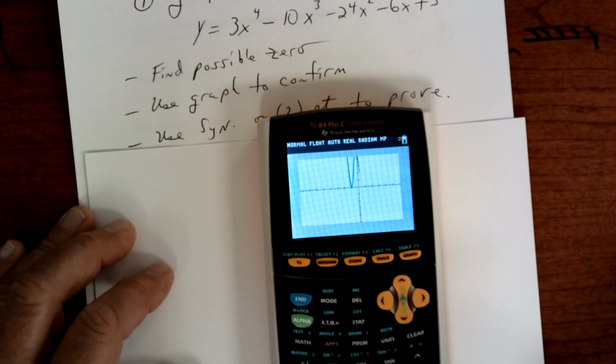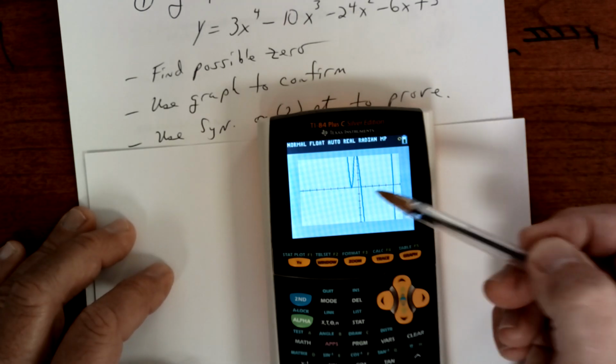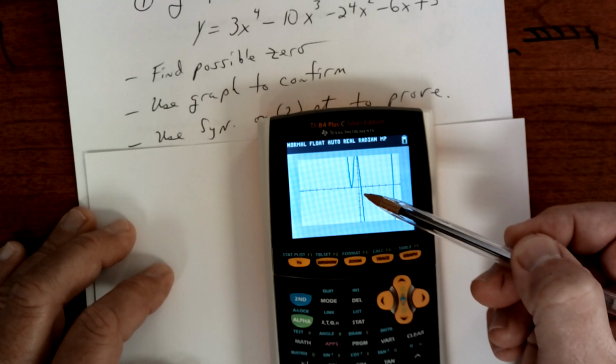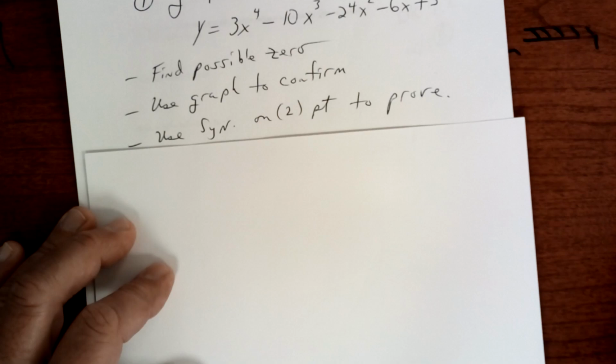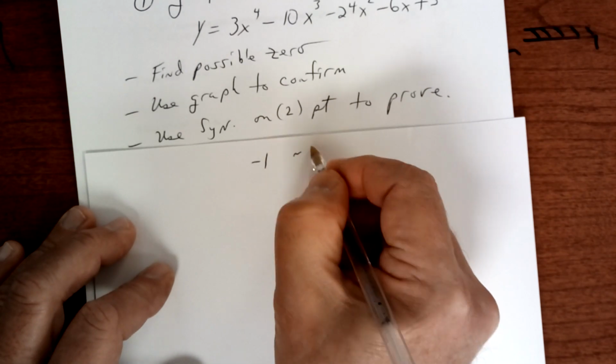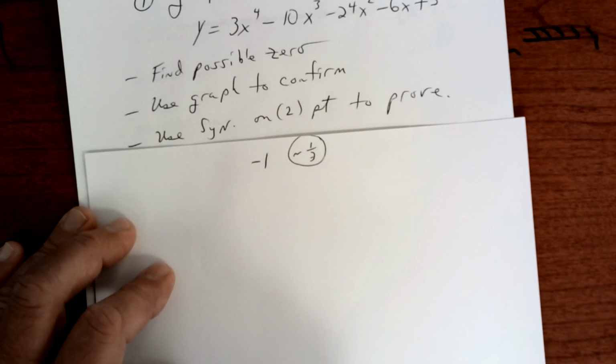All right, let's look at the possible zeros. Well, it looks like 2. It looks like -1, and I'm not even sure about that one. That one's a fraction, like, I don't know, 1/3 or something. Again, I don't know that one. Now, you might be able to use your calculator to trace it to figure out exactly where it's at.